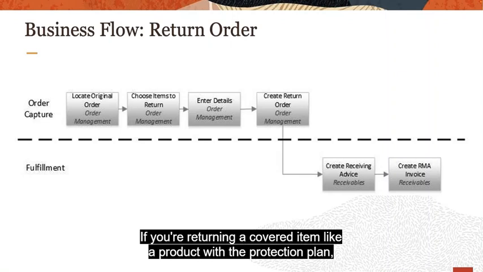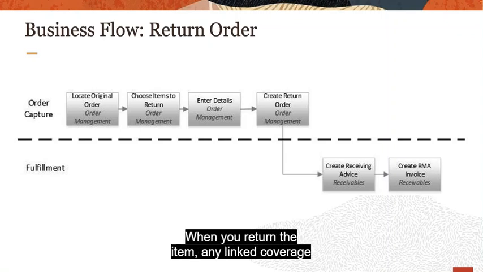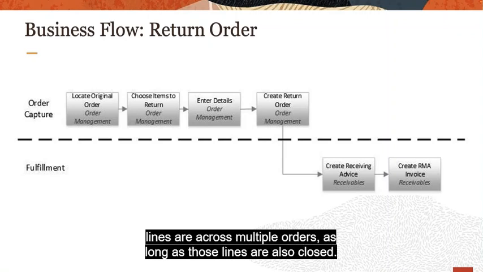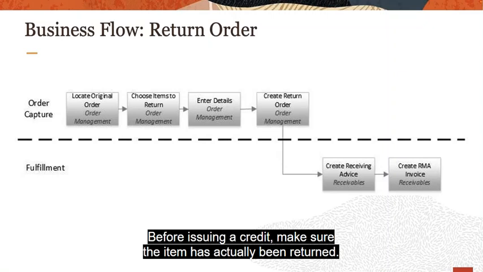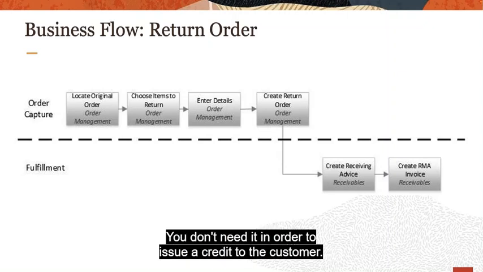If you're returning a covered item, like a product with the protection plan, you can return just the coverage or both the product and its coverage. When you return the item, any linked coverage is also returned automatically, even if those coverage lines are across multiple orders, as long as those lines are also closed. Before issuing a credit, make sure the item has actually been returned. The confirm receipt step is optional. You don't need it in order to issue a credit to the customer.